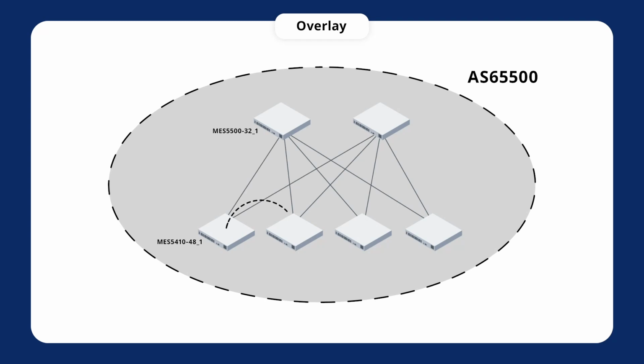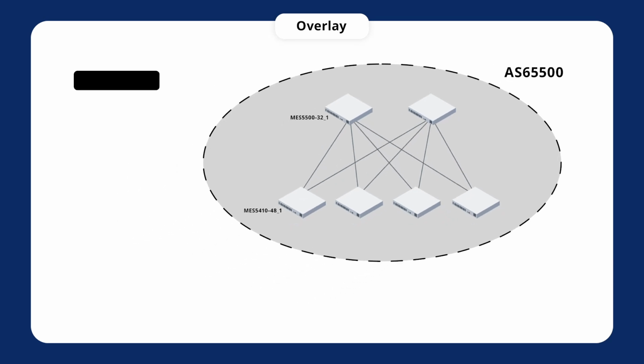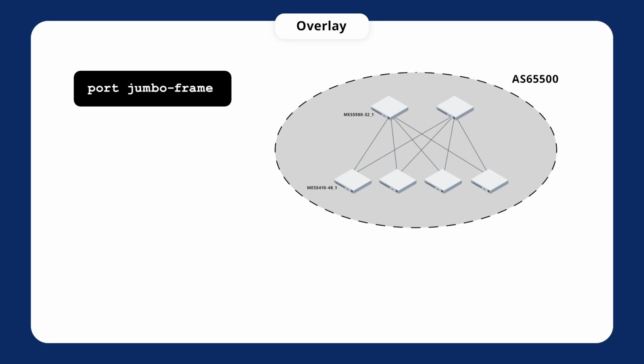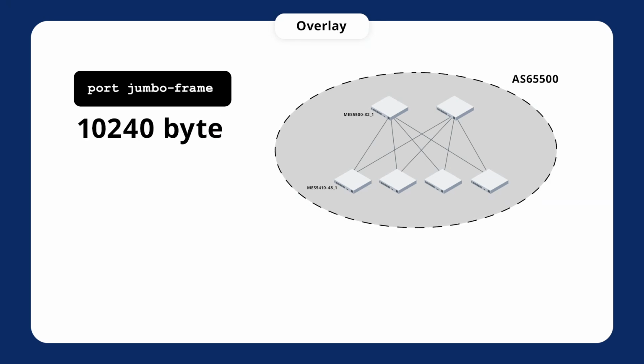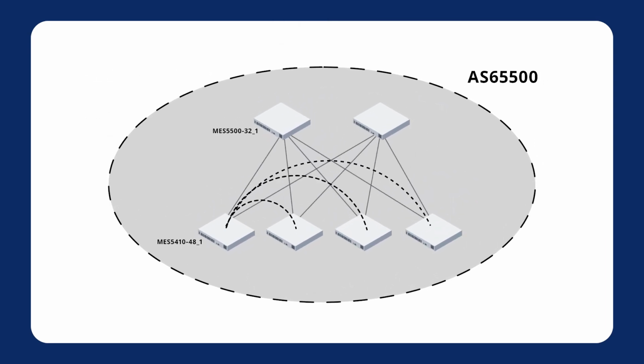VXLAN encapsulation adds 50 bytes to each frame. In order to ensure the transmission of large-size user frames through the IP factory and reduce the share of service information in traffic, it is required to activate jumbo frames on all factory devices. The value of jumbo frames is 10,240 bytes. After that, we configure the VXLAN tunnels on the leaf switches.